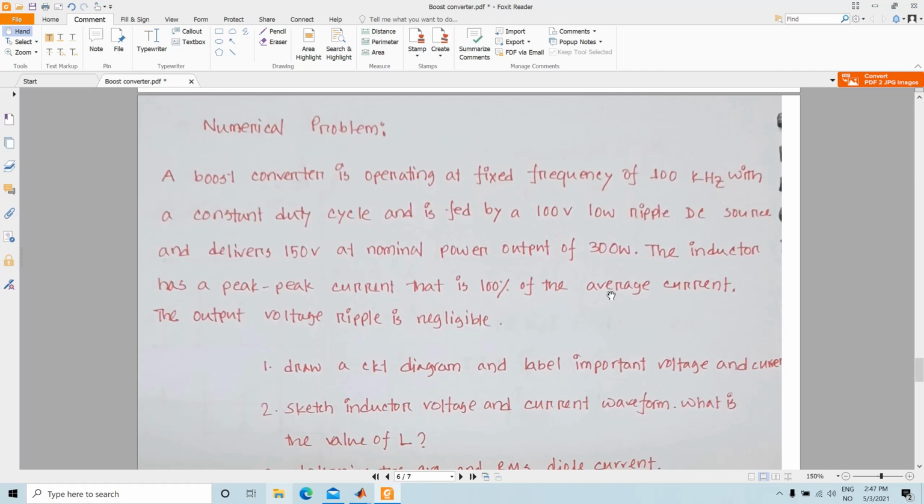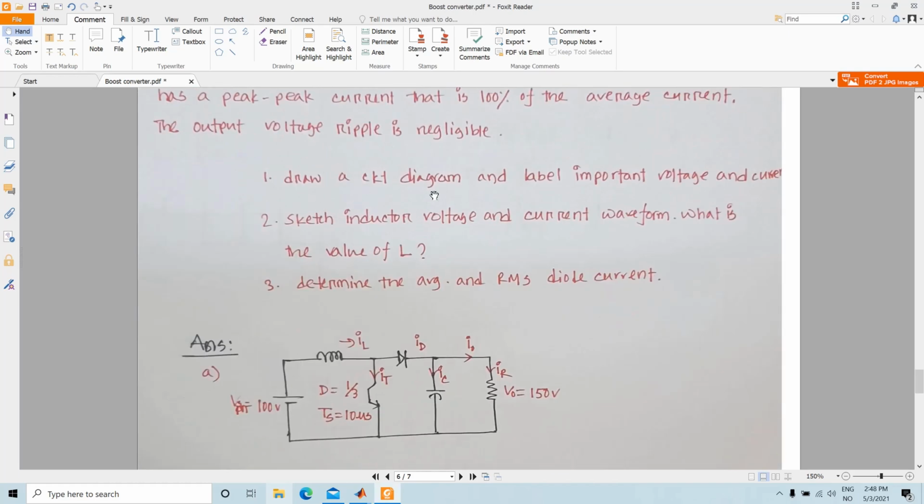So first we have to know what the average current is. The 100% of the inductor average current is going to be the peak-to-peak value. The output voltage ripple in this example is negligible. Okay, so it says draw the circuit diagram and label the important voltage and current.